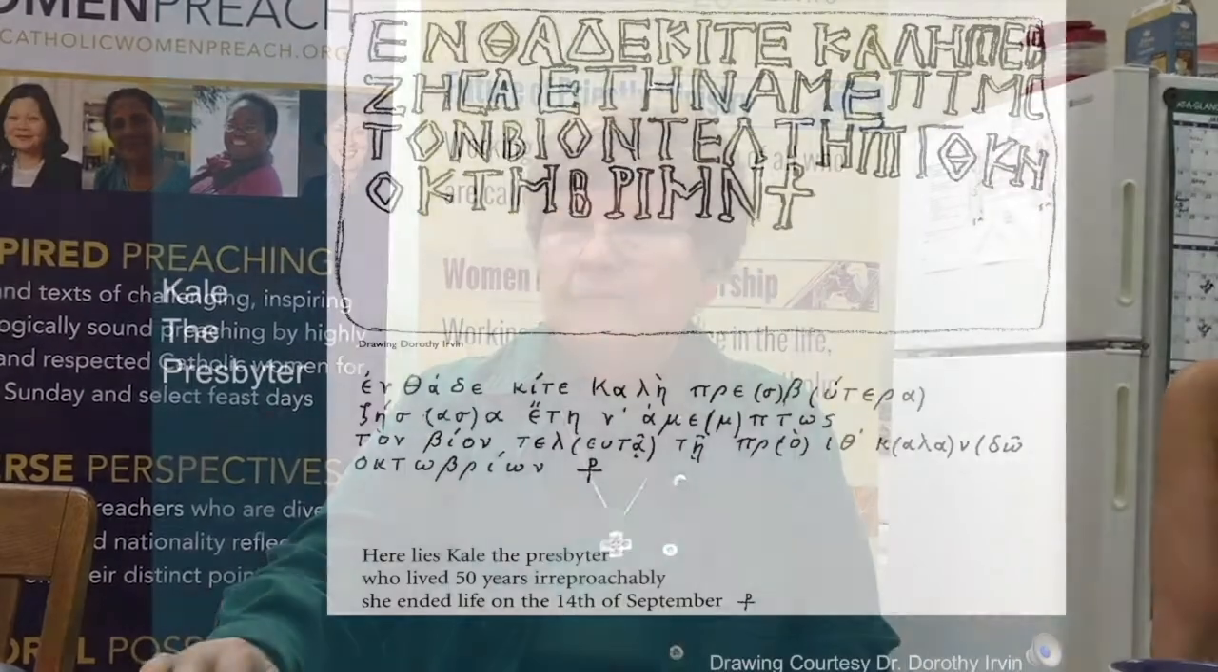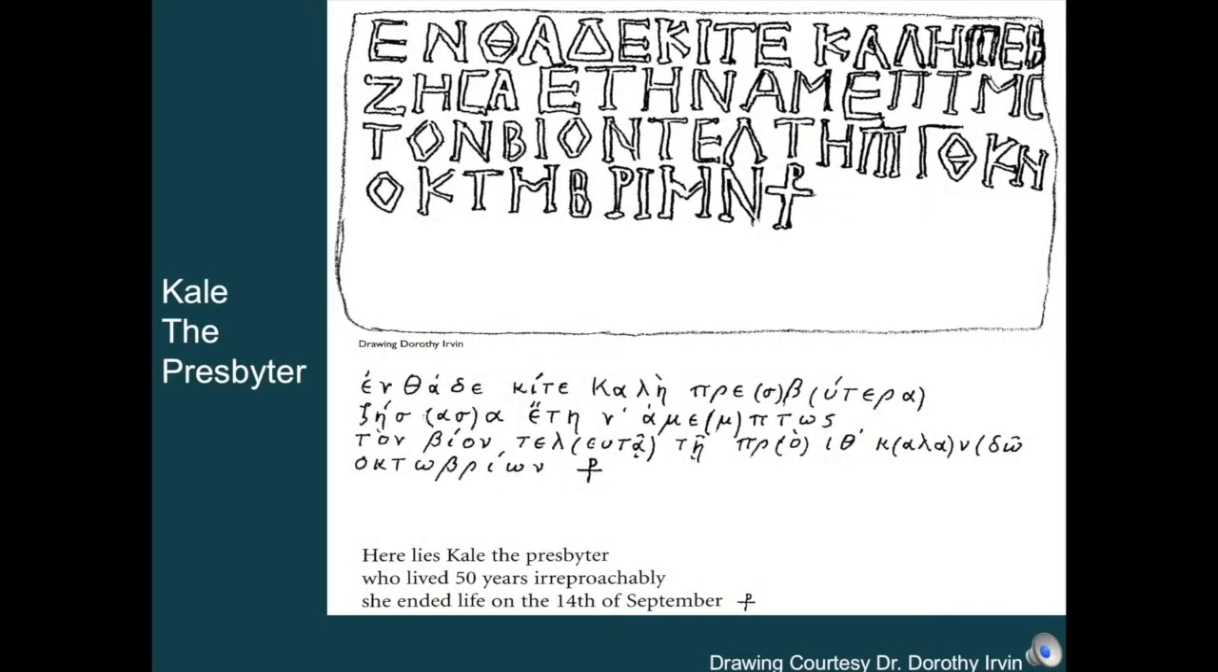People used to say, oh, well, she's a presbyter, that's only because her husband was a priest. But in fact, Lita's husband has no title. So that just doesn't happen, it just wasn't. Another one, of course, is Kale, the presbyter. Here lies Kale, the presbyter, who lived 50 years irreproachably. She ended life on the 14th of December. Dr. Urban supplied this inscription.